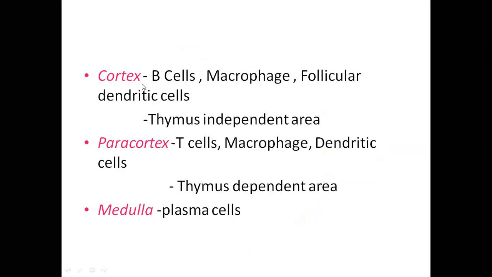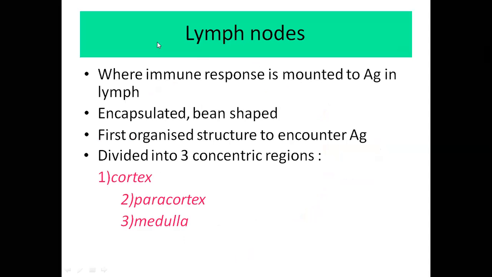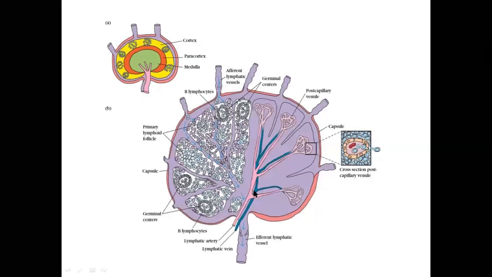Now, the cortex has the presence of B cells, macrophages, and follicular dendritic cells. This yellow area has the presence of B cells, macrophages, and dendritic cells. This is the thymus-dependent area. This area is dependent upon the thymus.